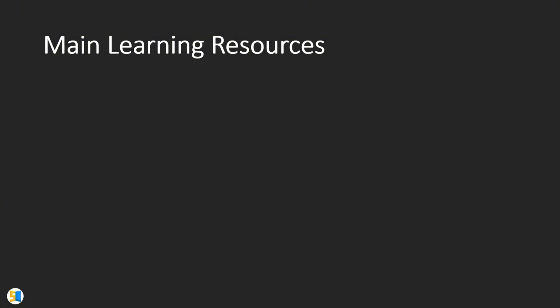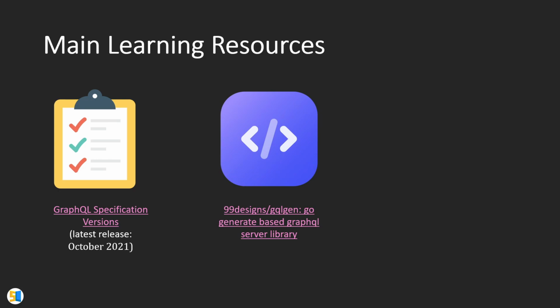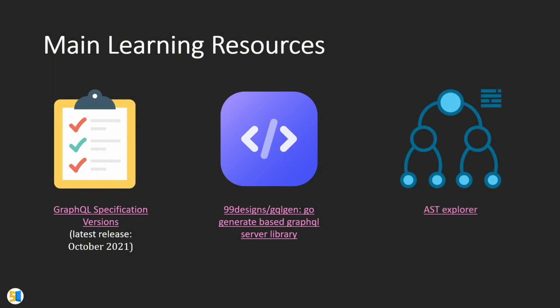I'm going to share with you my main learning resources. The first one is the GraphQL specification. At the moment, the latest version is October 2021, so we are going to refer to that specification. I also use gqlgen, which is a library to build GraphQL systems in the Go programming language. And we are going to use a tool called AST Explorer to see the AST data of GraphQL.